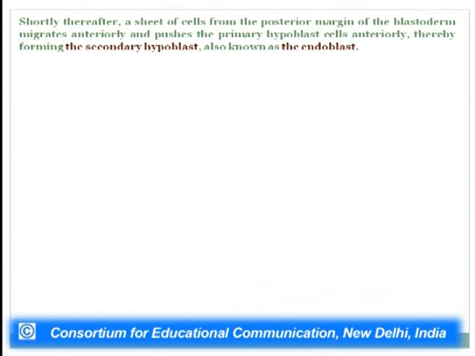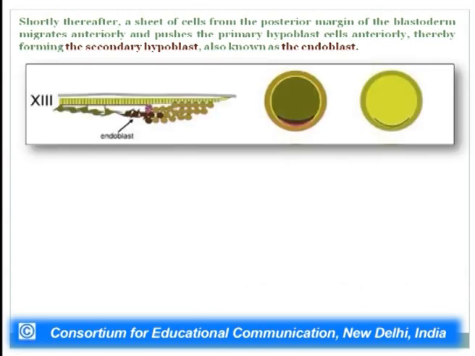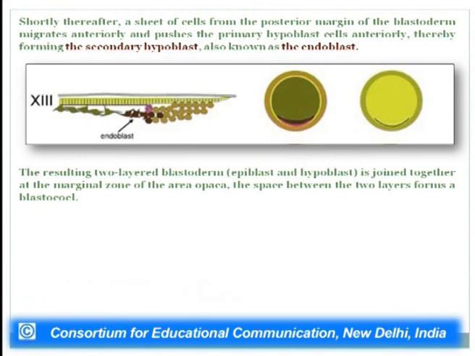Then shortly thereafter, a sheet of cells from the posterior margin of the blastoderm migrates anteriorly and pushes the primary hypoblast cells anteriorly, thereby forming the secondary hypoblast, also known as the endoblast. You can see the green layer has been formed. Now, from the posterior end, those brown cells start moving anteriorly and replacing this primary hypoblast. This layer is termed the secondary hypoblast, sickle hypoblast, or endoblast. You can see the brown color rising over the green color on the ventral side, and on the dorsal side there is still nothing happening.